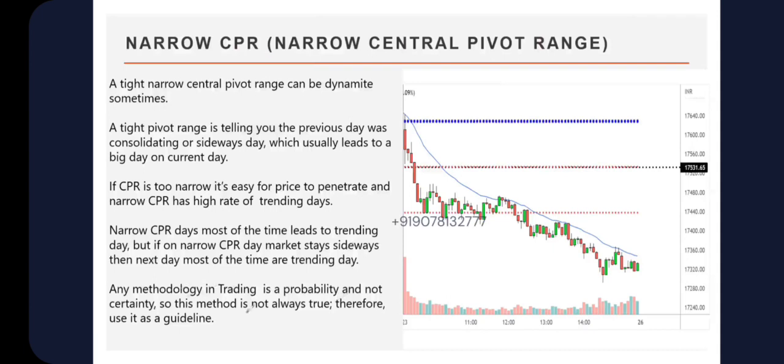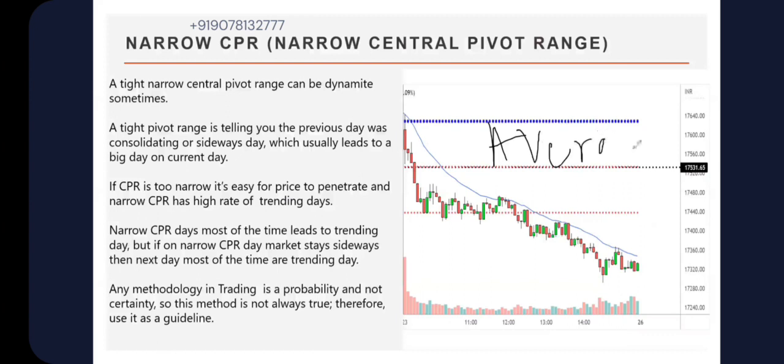Any methodology in trading is probability, not certainty. So this method is not always true. Therefore, use it as a guideline. So as I said earlier, don't think that, oh, narrow CPR today, it's going to be a trending day. It's not 100%. And the third type of CPR, which I have not mentioned here, is called average CPR.